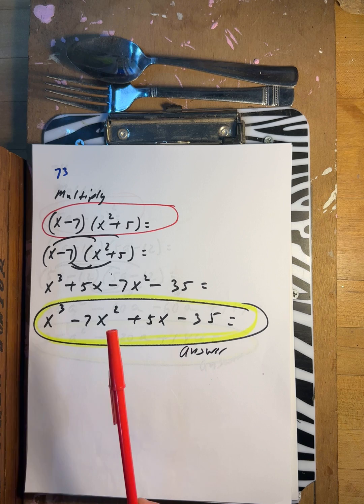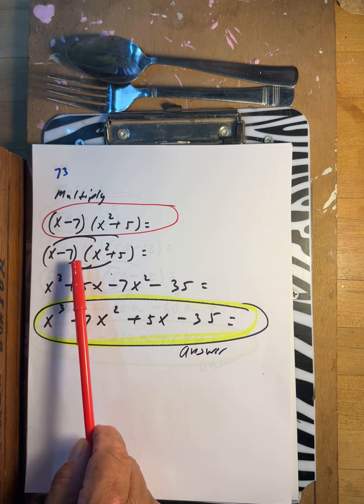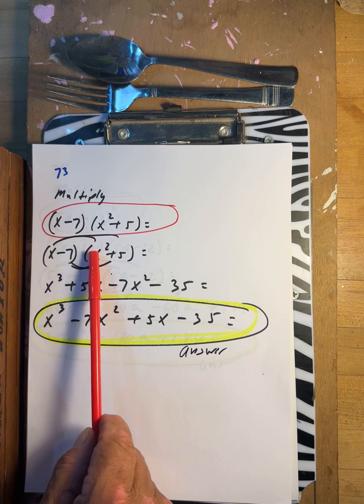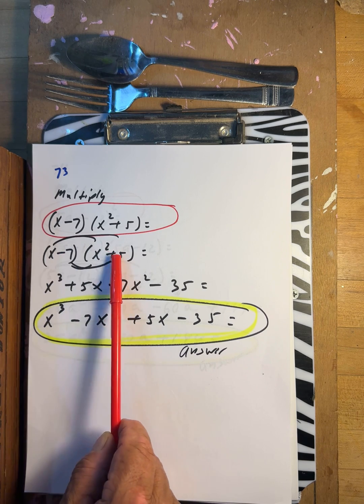Multiply this. Alright, let's go. X times x squared is x cubed. X times that is 5x. That times that is going to be negative 7x squared. And that one times that one is going to be negative 35.